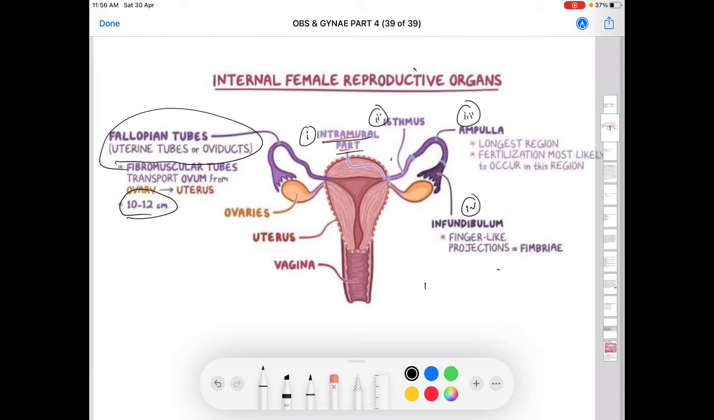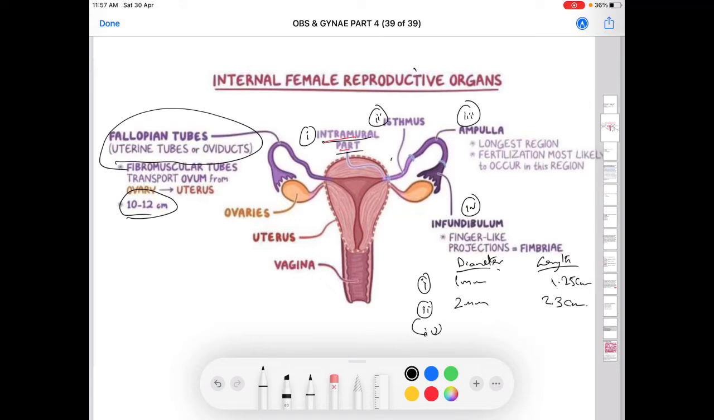This first one I already marked there. The first one, that is the intramural part or interstitial part, is 1 mm in diameter, whereas the length is 1.25 centimeters, whereas the isthmus is 2 mm in diameter, and the length is 2.3 centimeters. So from these two values we can note the difference between the isthmus and the intramural part.